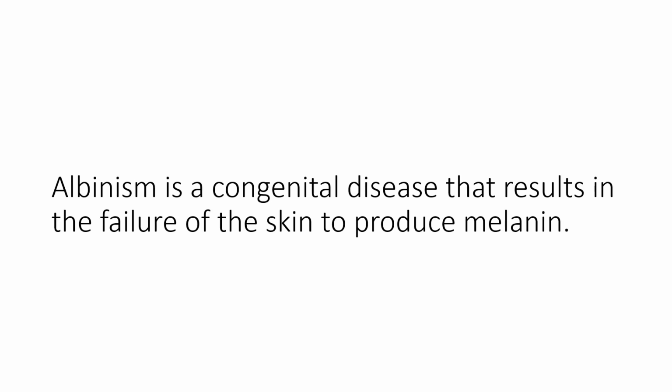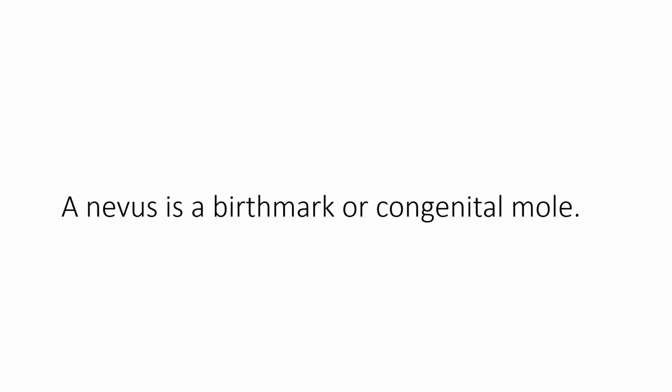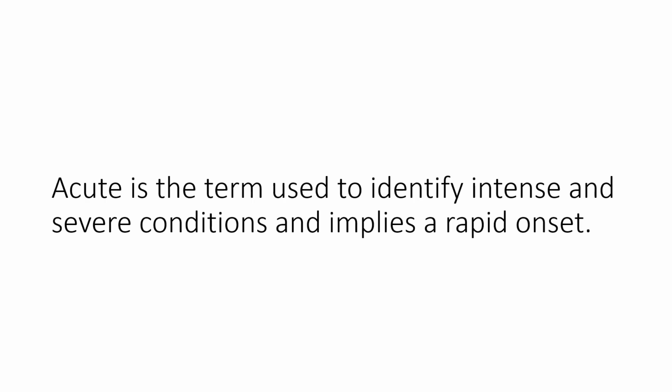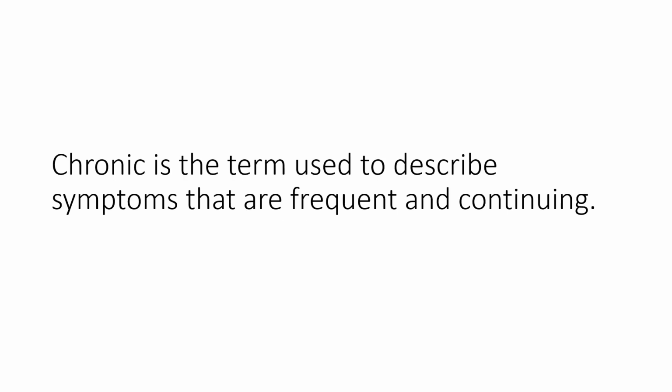Albinism is a congenital disease that results in the failure of the skin to produce melanin. A nevus is a birthmark or congenital mole. A freckle is called a lentigo. Acute is the term used to identify intense and severe conditions and implies a rapid onset. Chronic is the term used to describe symptoms that are frequent and continuing.